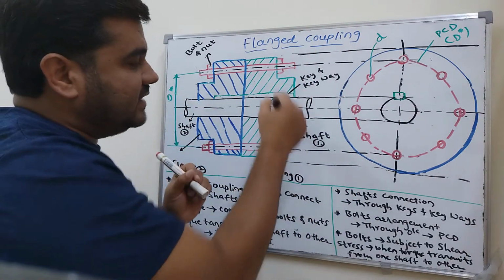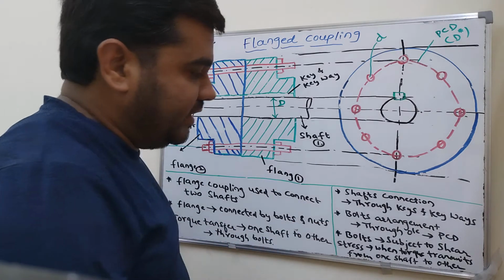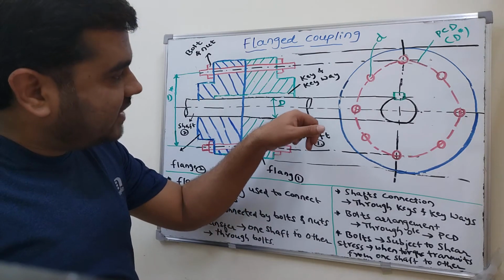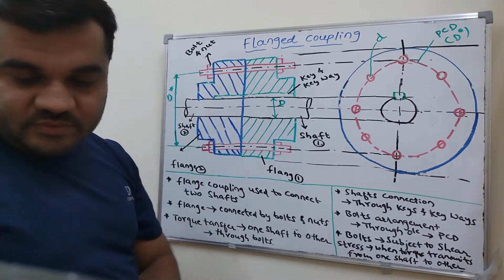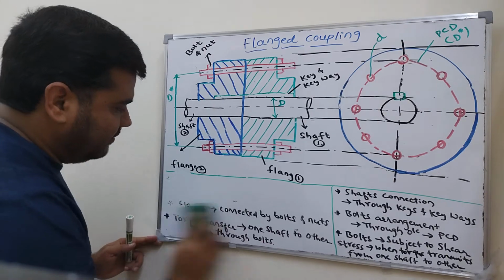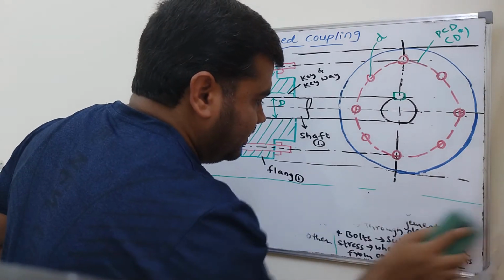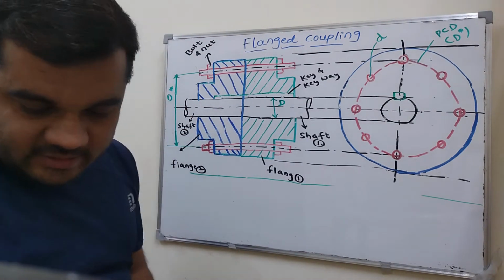Bolts and nuts are very important in the design criteria. These are all the points here. Now we will derive how the power is transmitted from this shaft to the other shaft with the help of the bolts. I will write the data here, then we will derive the equation. So I will write the notation first.